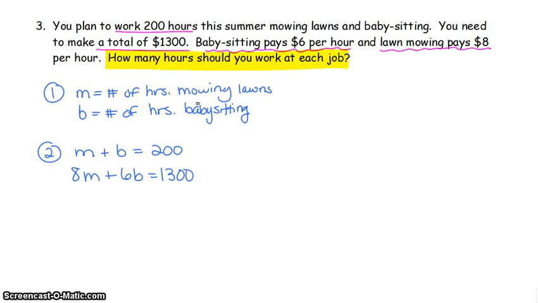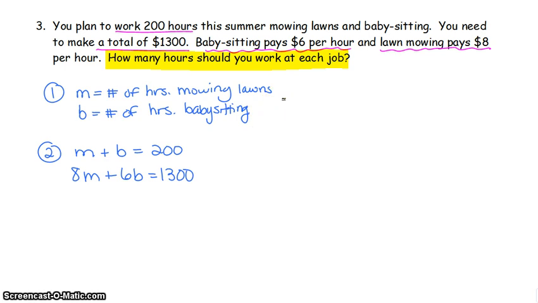If you just had mowing and babysitting written down, again, you would be marked wrong. What about mowing lawns? The size of the lawns? What about babysitting? How many kids you have? No, we're talking about how many hours did you spend mowing these lawns? How many hours did you spend babysitting? So you have to be very specific when you define those variables.